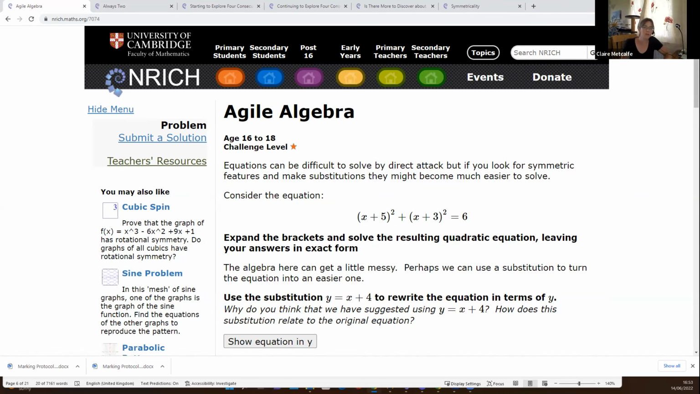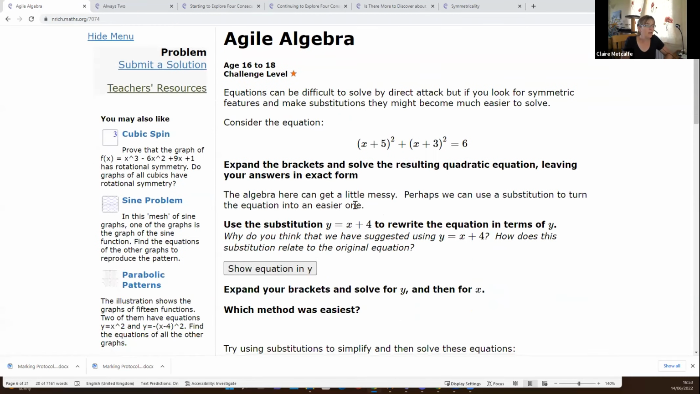And we start off by talking about a quadratic equation. We ask students first to expand their brackets and solve the resulting quadratic, which is fine. Then we ask them to use the substitution y equals x plus 4. So in the chat, why do you think we've asked them to use the substitution y equals x plus 4? And this is something you'd ask your students as well.